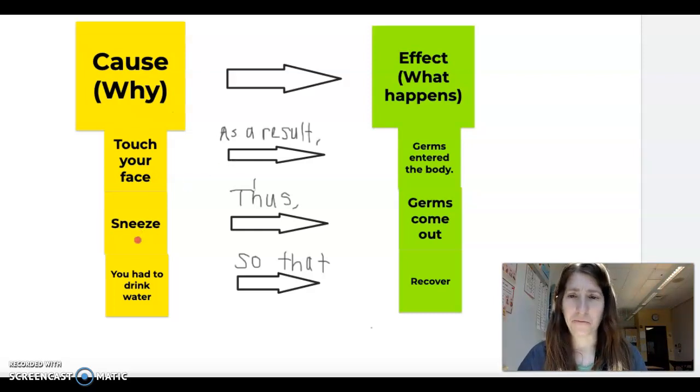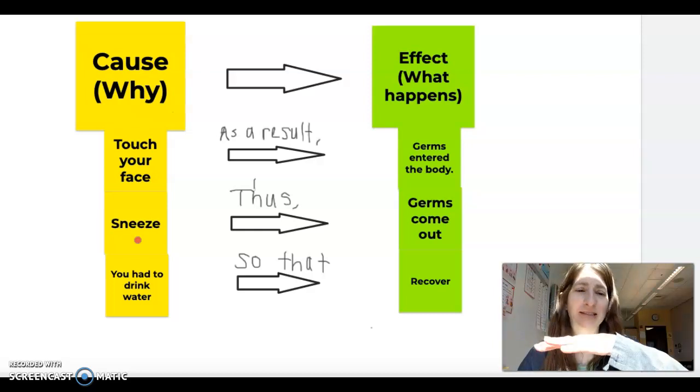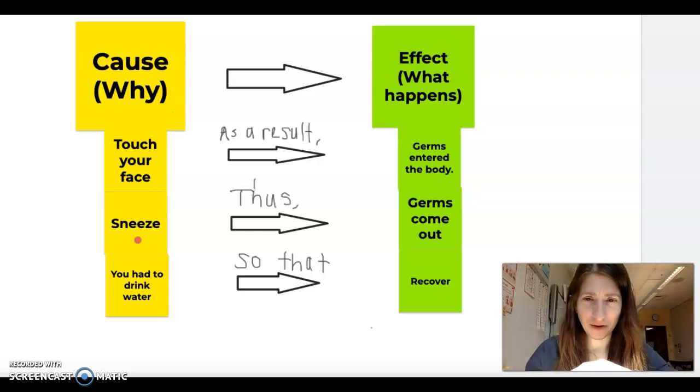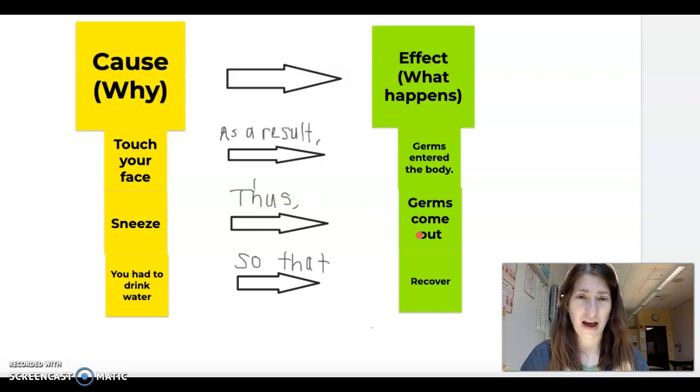Here's another example. Sometimes you might sneeze, like, Choo! And then what happens? Thus, germs come out. Again, this is the cause or the reason. This is the effect. We can use this transition word to connect our ideas together. It's like the bridge that goes between our ideas.